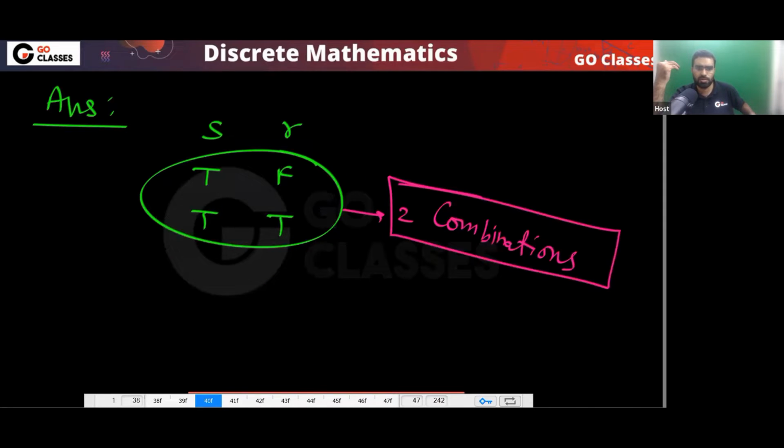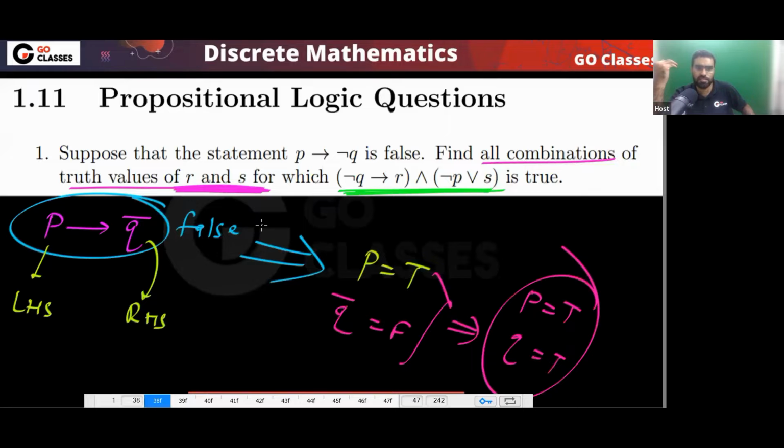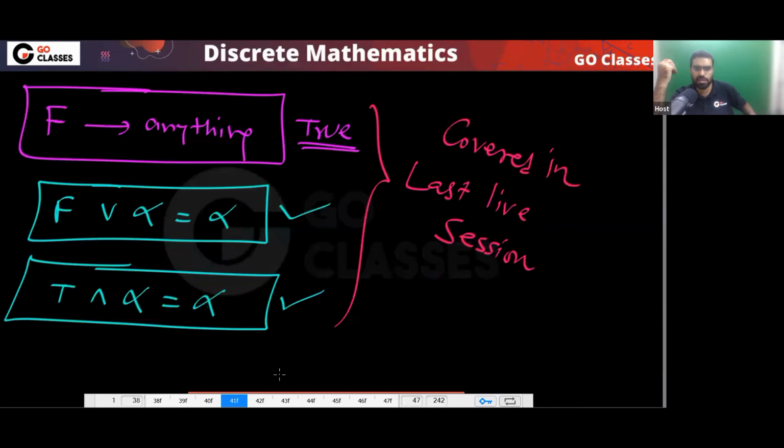Okay, simple. You can easily see this is a simple question. Suppose that this statement is false. So you know that since this statement is false, P is true and Q is true. Now this statement is true, then you have to find the combination of truth values of R, S. So this will be the answer.